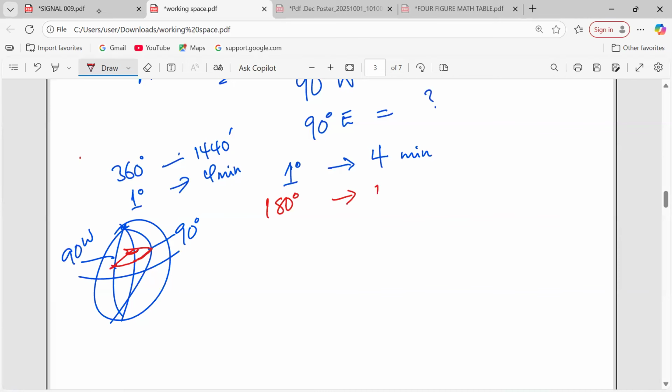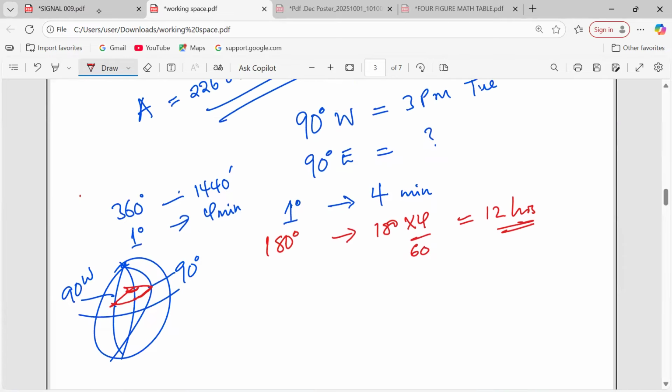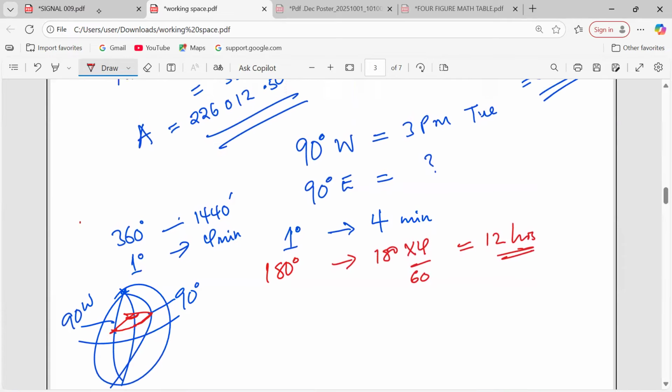What about for 180 degrees? What will be the time difference? 180 by 4 minutes. And because these are many minutes, we can divide them by 60 to get hours. So 180 by 4 over 60, giving us exactly 12 hours. So there is a 12 hours time difference. Then we ask ourselves, at 90 in the west, it was 3 p.m. on Tuesday. What about 90 degrees in the east? Is time ahead in the east? Yes. Ahead by the time difference. Ahead by 12 hours.